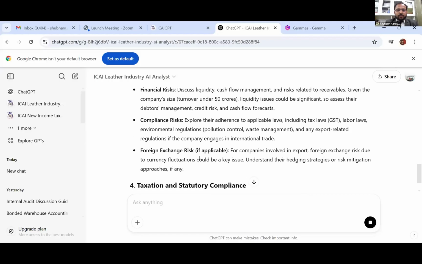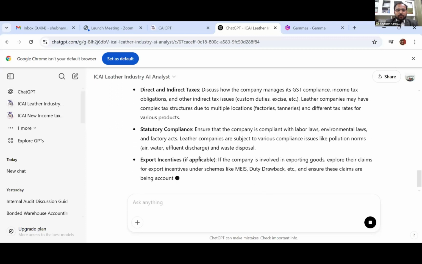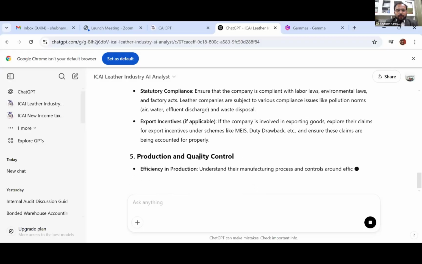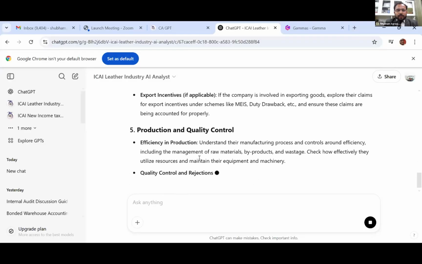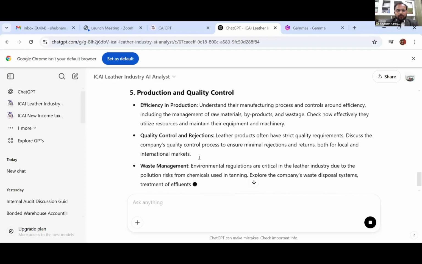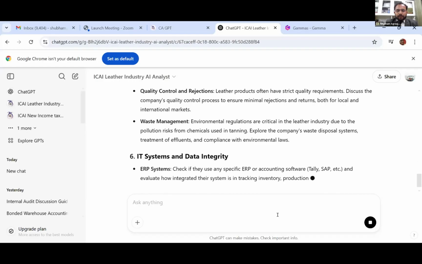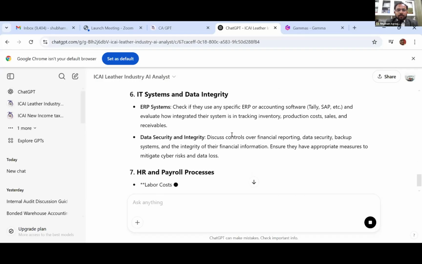If our company is dealing with export, we will tell whether the company is dealing with export or not. Taxation and statutory compliance, production and quality control, waste management, IT system and data integrity. So I have just written a prompt. It is giving me the detail of each and every part.